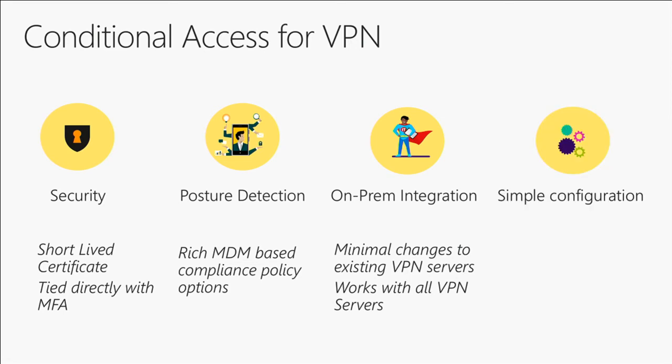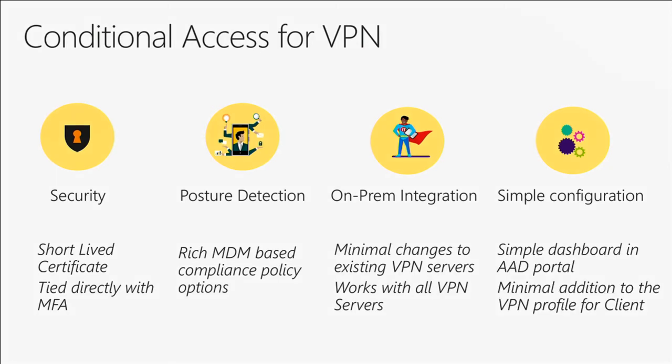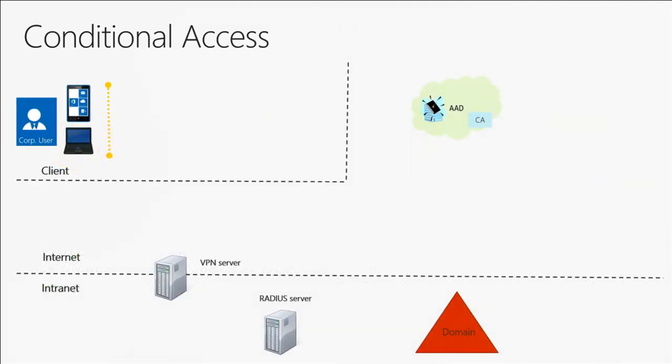And then, of course, we wanted a simple configuration, which means both on the Azure Active Directory side as well as on the VPN client and VPN server side, the changes should have been minimal. So let me walk you through what that flow looks like. What you have on screen right now is, on the top right, the client. On the left, you have the AAD server, and then you have a certificate authority in there as well. And at the bottom, you have your VPN server, RADIUS server, and domain.